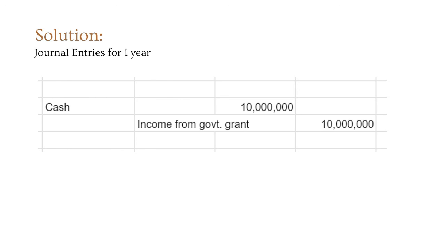So the grant was actually recognized immediately as income because it was received as compensation for losses already incurred. If the amount of loss was indicated, it will be accounted for separately. But for this problem in number 4, the journal entries for the first year is this.